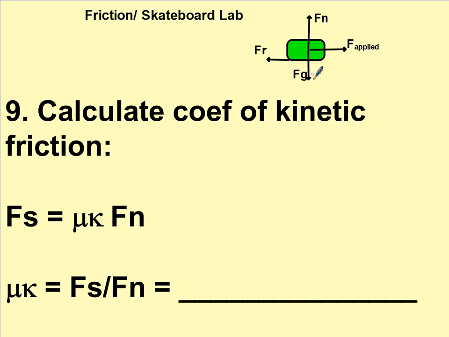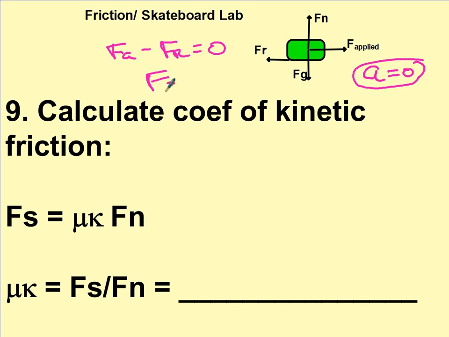You see, my force equations are going to be the same. My free body diagram is the exact same as it was, and because I'm moving at a constant velocity, my acceleration is 0. Because my acceleration is 0, I know that my applied force minus my frictional force has to equal 0. Therefore, my applied force is equal to my frictional force. So the number you read off the scale is equal to your frictional force.